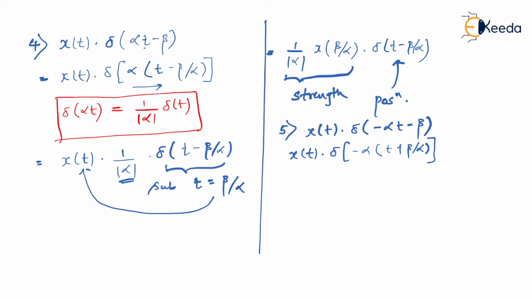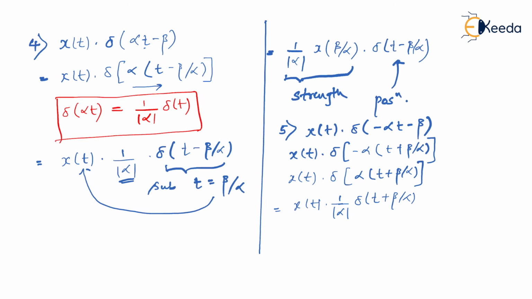We know that the time reversal property doesn't affect the delta signal because the delta signal is an even signal. So we can rewrite this as x of t dot del of alpha times t plus beta by alpha only. So I have removed the effect of the minus sign. Again, by the scaling property, I can write it like this: x of t, 1 upon mod of alpha, del of t plus beta by alpha.